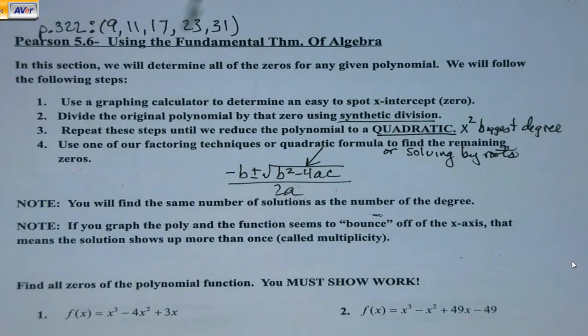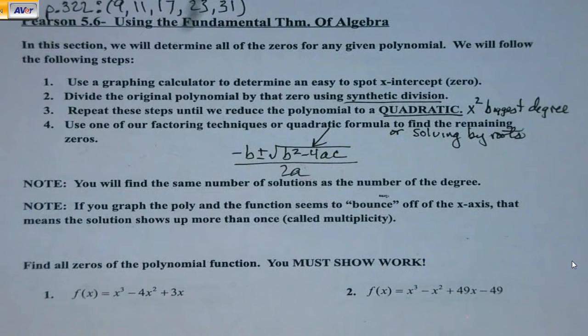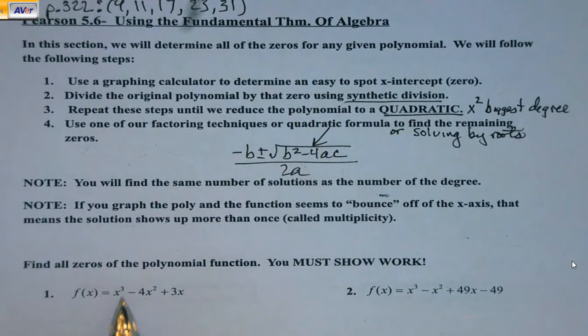So just a couple of notes here, and then we'll actually jump in and start doing some of these. Note, you will find the same number of solutions as the degree. For example, in number 1, the largest degree is 3. There's going to be 3 answers. If the largest degree is 4, there's going to be 4 answers, and so on and so forth.